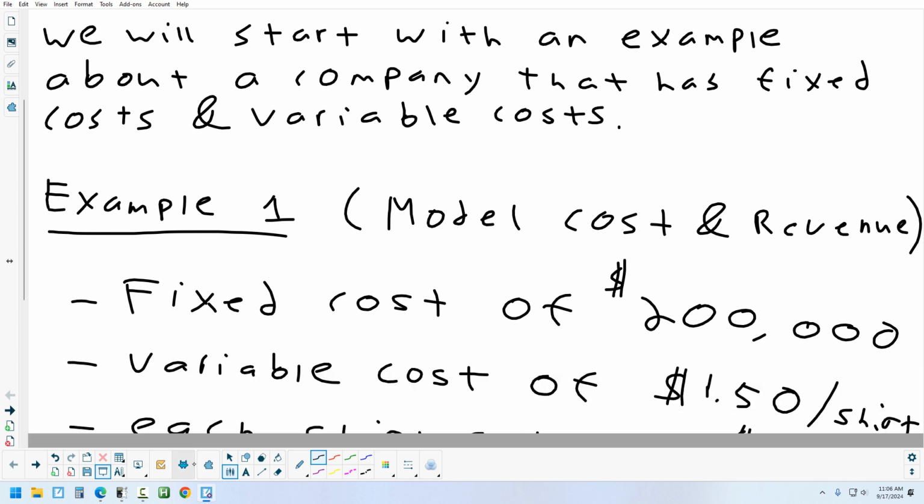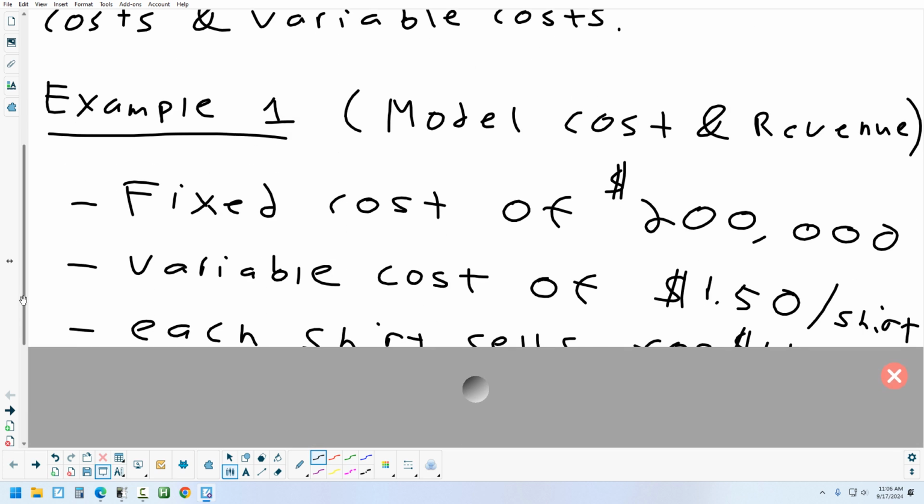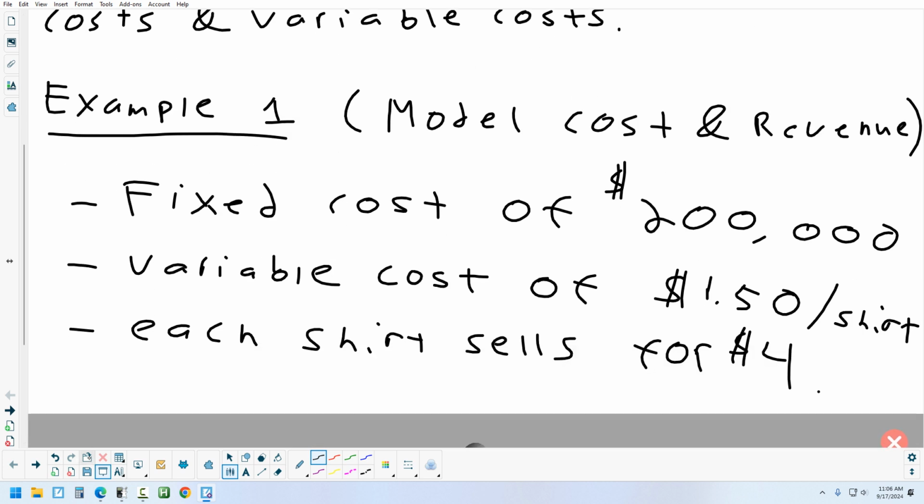The variable cost is going to have to do with how many shirts they make. The more shirts they make, the more shirts they need to buy so they can print them, or whatever they're going to do. So it costs this company $1.50 for every shirt that they make. Maybe that includes the cost to use ink and print on the shirt, to buy the shirt from a company that makes shirts. But it costs them $1.50 per shirt, and they're going to sell the shirts for $4.